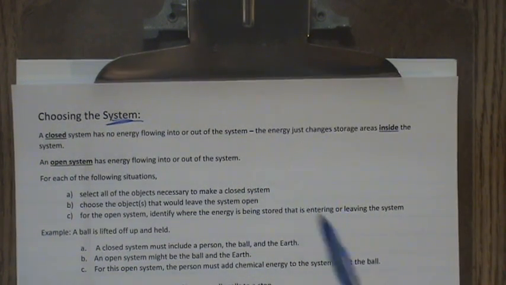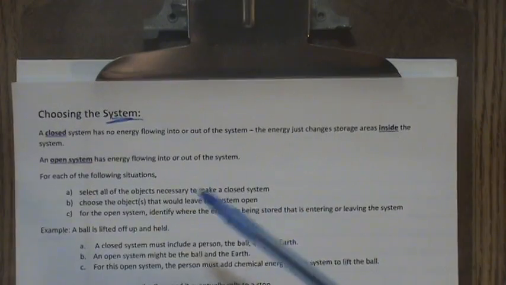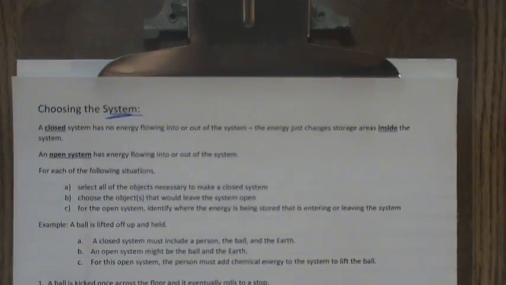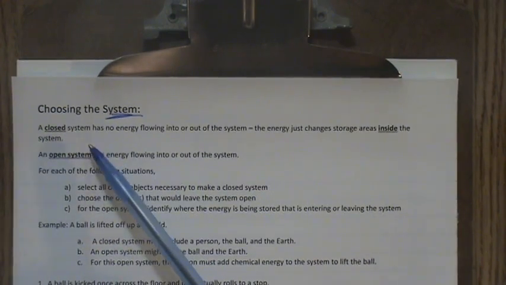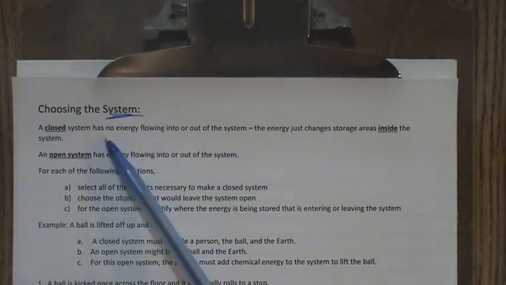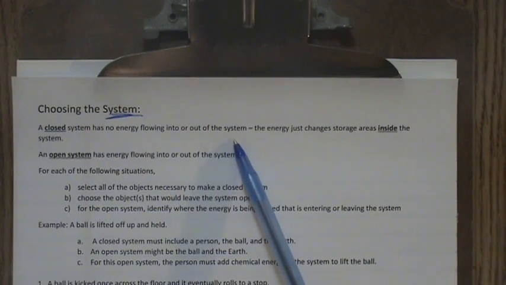Hello. This video is going to take a look at defining the system inside of interactions. The system is composed of the different objects that store the energy. And there's two different types of systems within these energy interactions. One is a closed system. A closed system has no energy flowing into or out of that system.